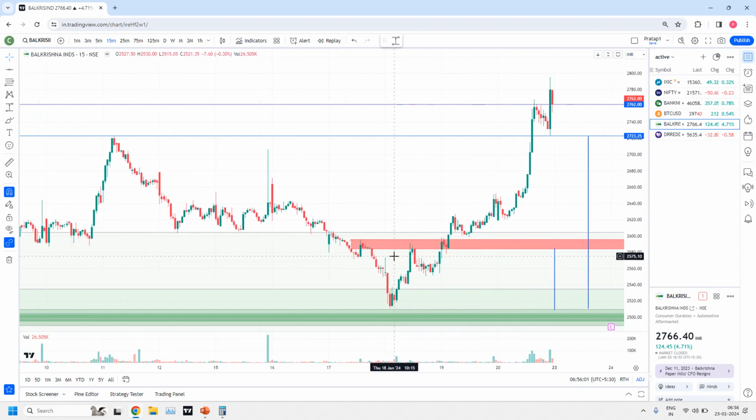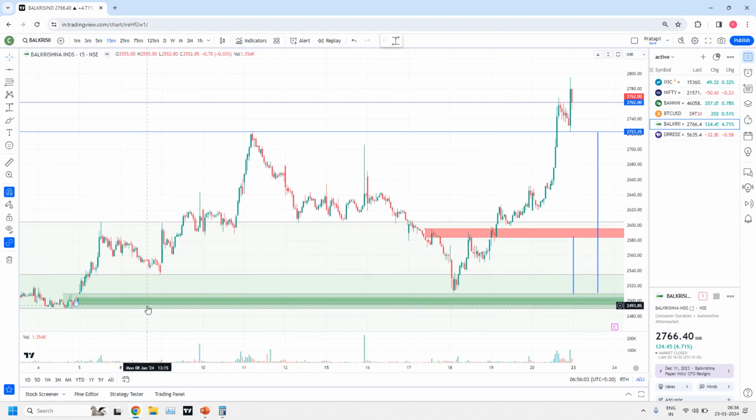That is what we did for Balakrishna Industries. We checked, 15 minutes is good. Then again inside 15 minutes we checked 5 minutes. 5 minutes is also good. That's why we took a trade here, because other conditions are supporting us.